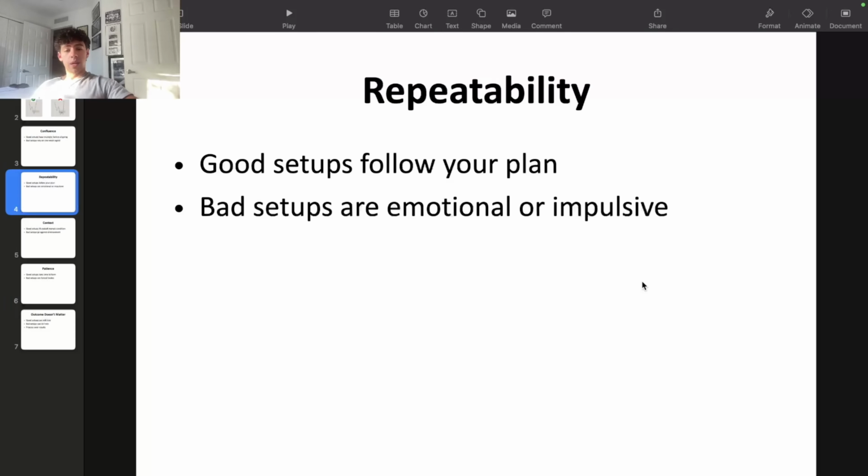Next, repeatability. Good setups follow your plan. Bad setups are emotional or impulsive. This is more on the mental side. It's really just sit on your hands. If you see something that you like, that is your entry, then take it. If you don't, don't be like, okay, it's 10:55, I usually leave at 11, I see price just shooting up, let me just click buy out of impulsiveness. Don't do that. It's the last thing you want to do. It's going to end up hurting you mentally and financially.